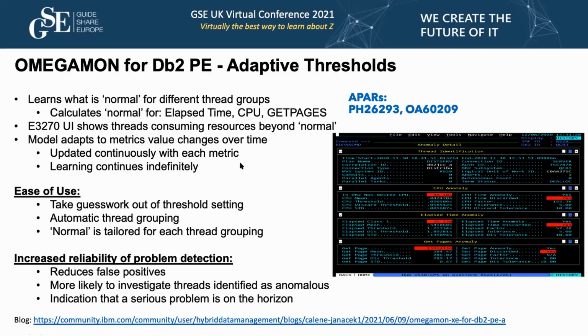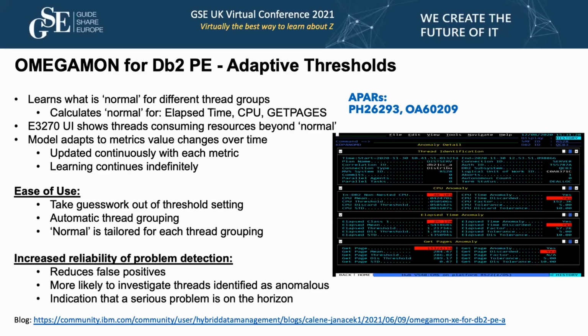The last n number of occurrences are going to be shown. And you have the ability to customize the number of instances that you want figured into your rolling average. And this will help you to take some of the guesswork out of setting thresholds. It'll do automatic thread grouping, so you don't have to guess which ones to group together for this. And then again, the normal is being tailored for each of the various thread groupings that are identified. This will help eventually reduce the false positive alerts that you're getting as you can set better thresholds.